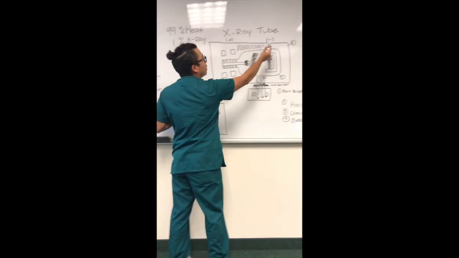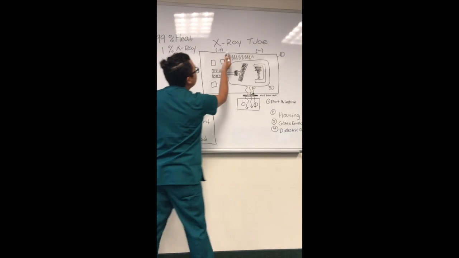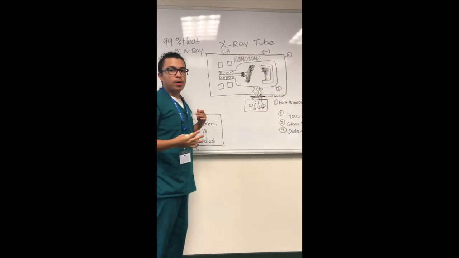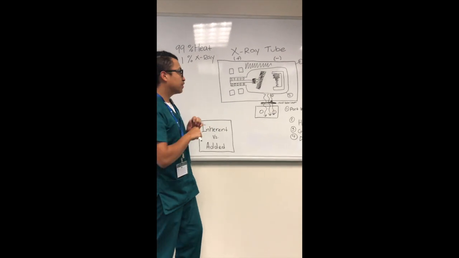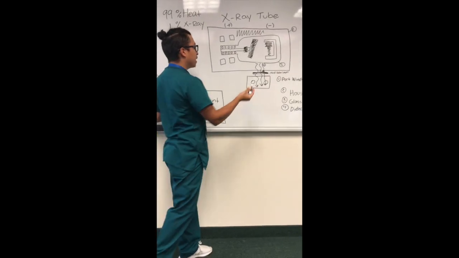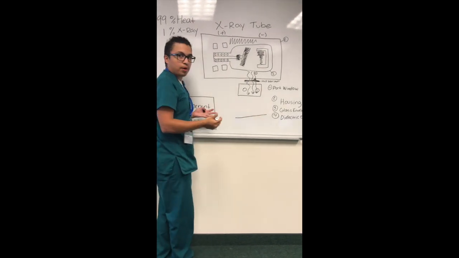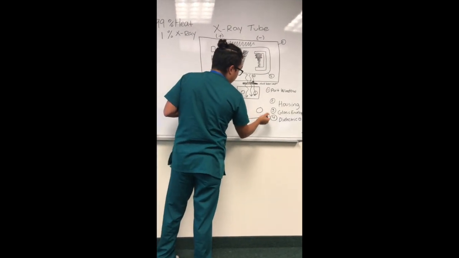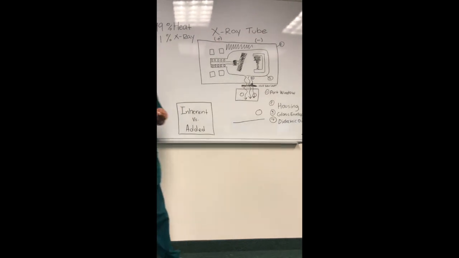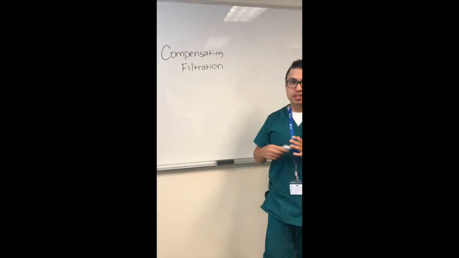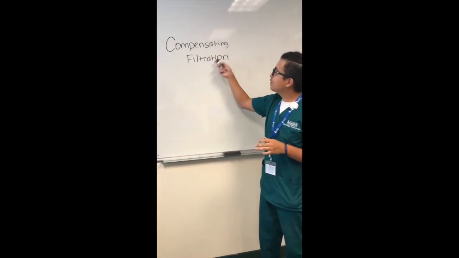As you can see up here, this is the negative side, and this is the positive side of the X-ray tube. The negative side has more power because the electrons have a negative charge, so it's a lot stronger on this side. So essentially you would have the patient with the thicker part of the body located on this side of the effective focal spot. Another part of filtration that's very important is compensating filtration.